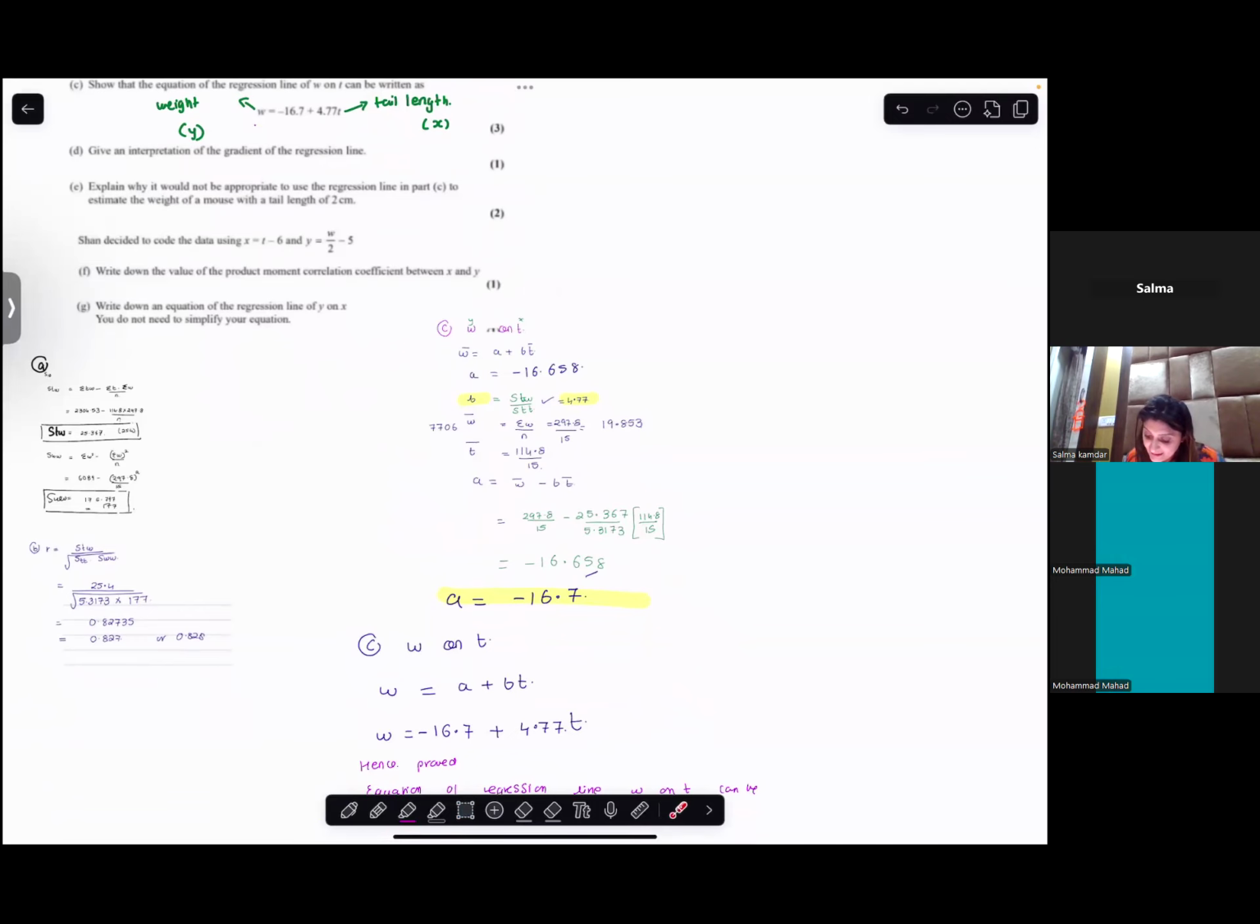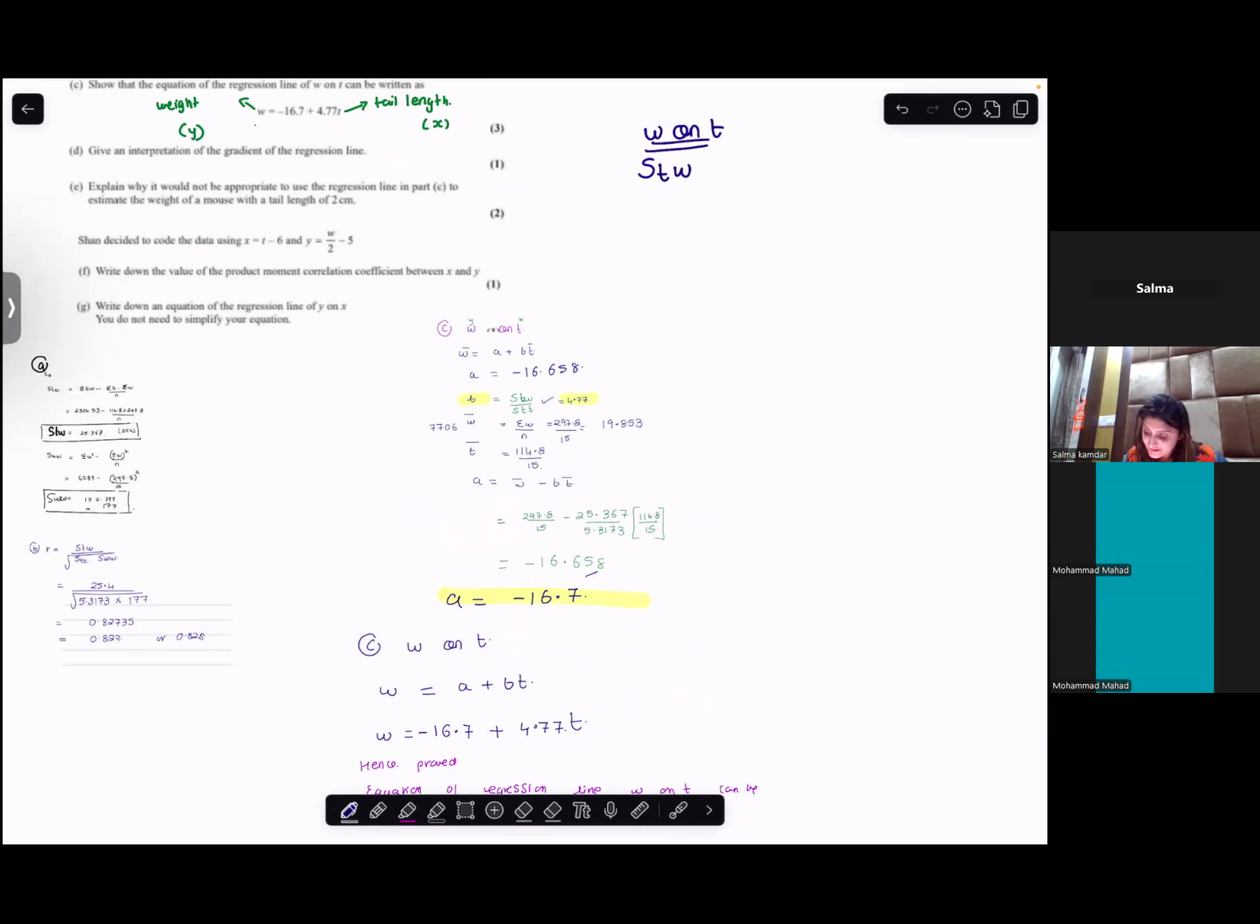Shan has decided to code the data and he is using a code for X and a code for Y. So first we had what? W on T.